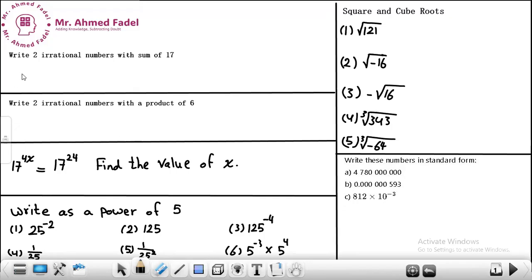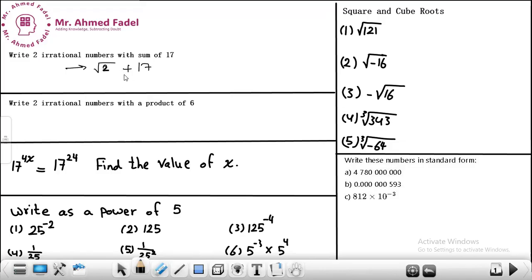So the first question says, write two irrational numbers with a sum of 17. We agreed that in order to write the first irrational number, we must write any irrational number plus 17. So I'm going to write, for example, root of 2 plus 17. This is a 2, not a z.